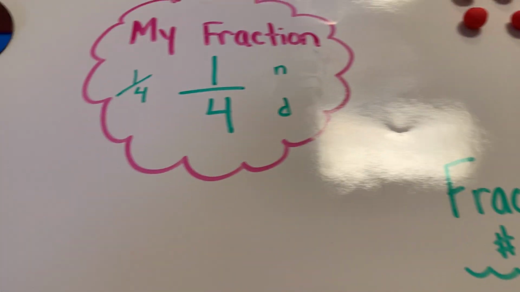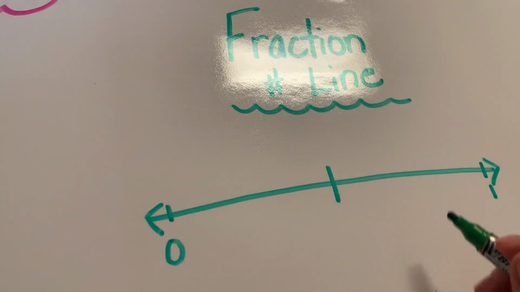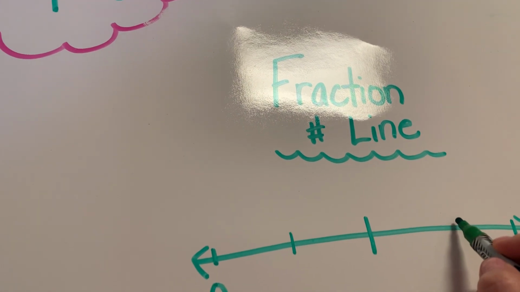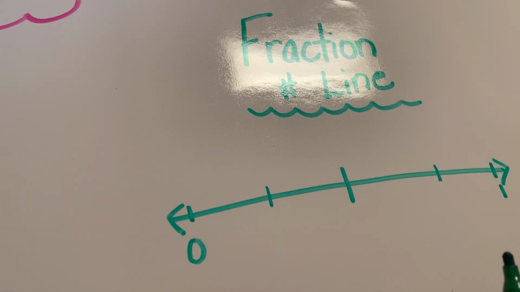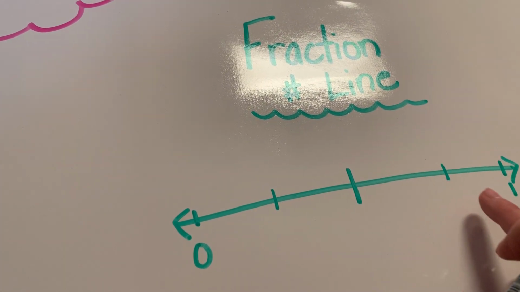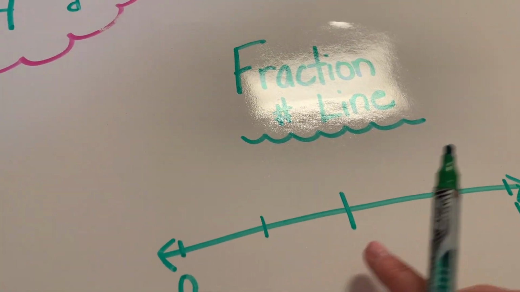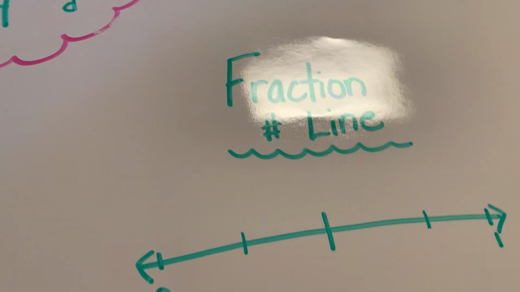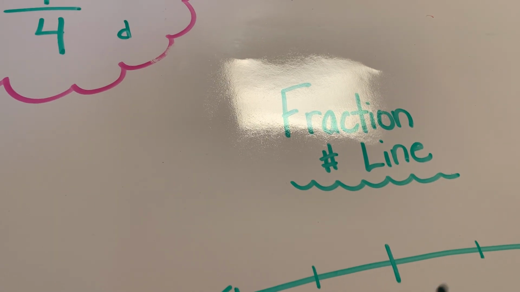So if we're looking at the fraction of 1/4, we need to have fraction lines. We need to have 4 chunks in our number line. 1 chunk, 2 chunks, 3 chunks, 4 chunks, because 4 is our denominator. So we need to make sure that we've got 4 chunks of our number line. All right? Now, we can go ahead and plot 1/4 on here.